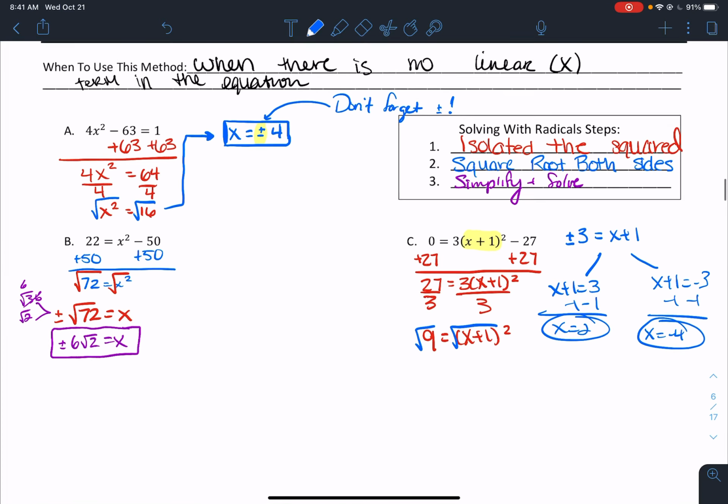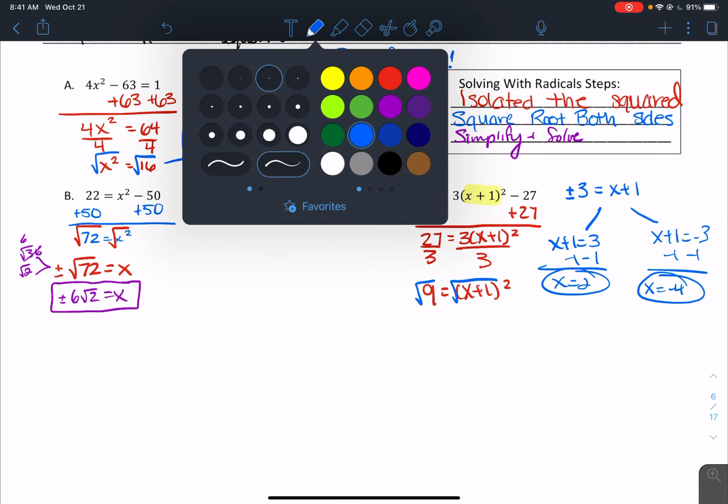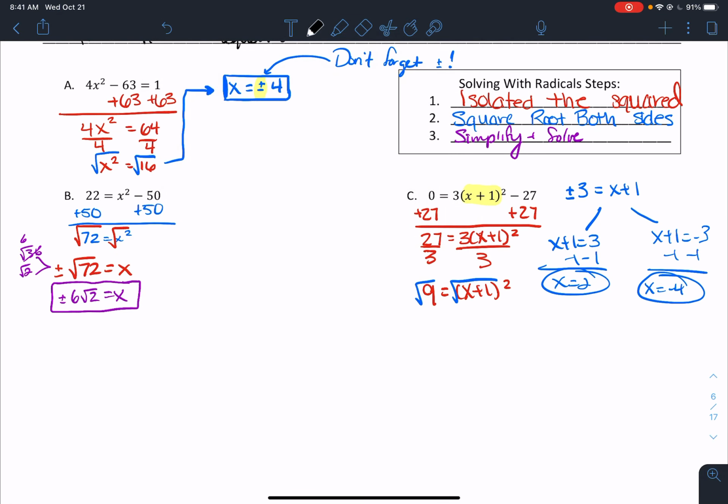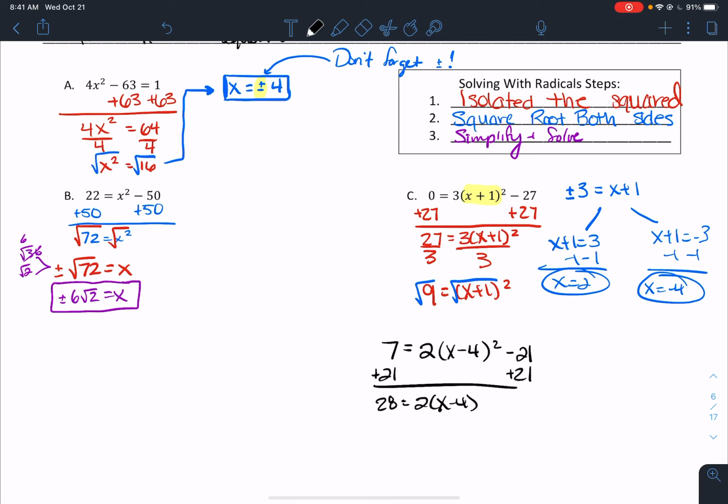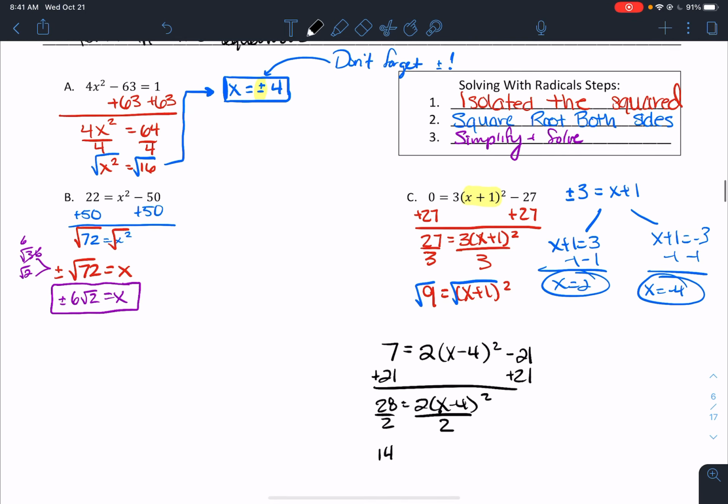I'm going to make up one more example of that real quick, just to prove a point. Let's say I had 7 equals 2 times x minus 4 squared minus 21, let's say. So the first thing I want to do is add the 21 to both sides, just like I did in the last example. And I get 28 equals 2 times x minus 4 squared. I need to divide the 2 out. So 14 equals x minus 4 squared.